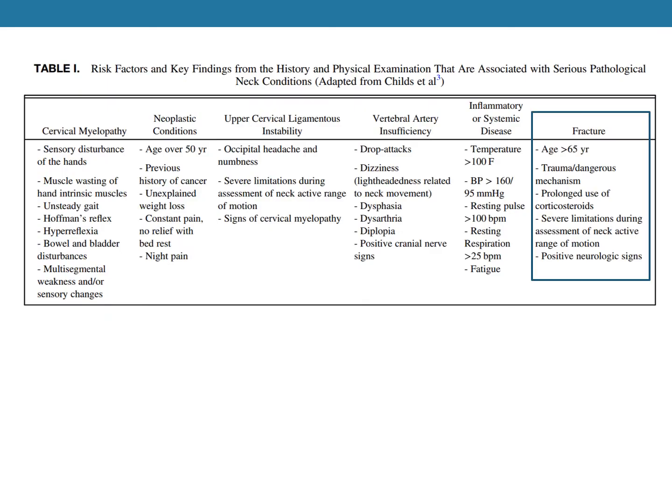And we've presented this slide to you before. This is adapted from the Child's paper that was required reading for this particular block in 514. And on the far right there, these are some of the risk factors, or some of the clinical findings, that we see with individuals who potentially have a cervical fracture. Again, folks who are over 65, trauma or a dangerous mechanism of injury, and then one of the risk factors would be prolonged corticosteroids for whatever reason, right? People are taking these, maybe they have underlying rheumatoid arthritis or some other type of systemic disease that's being controlled.